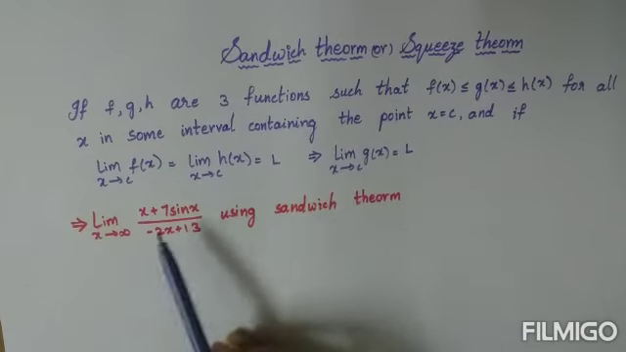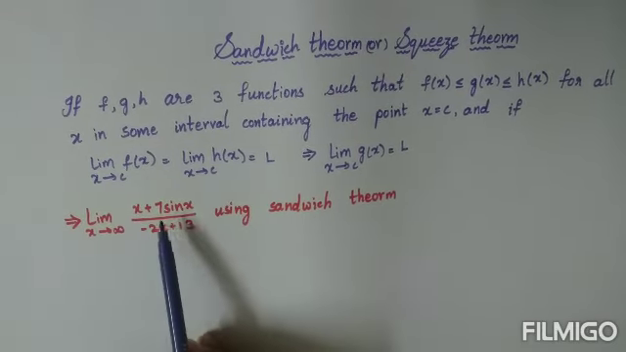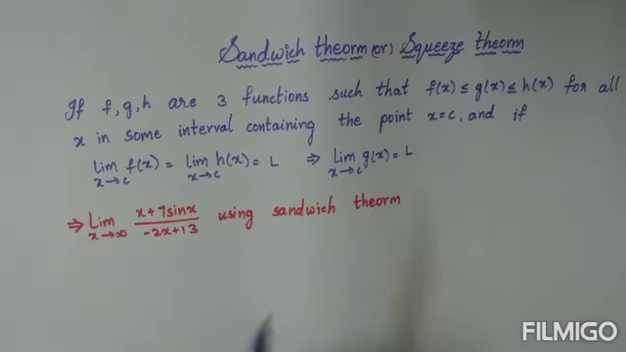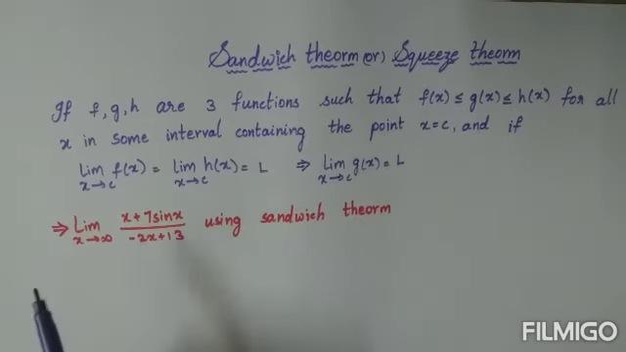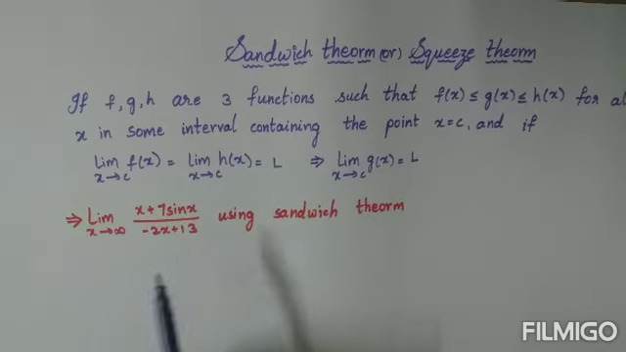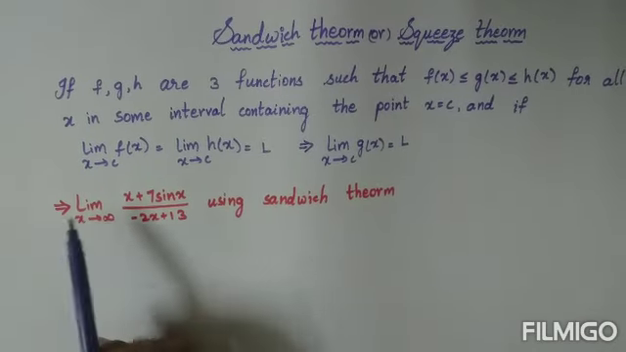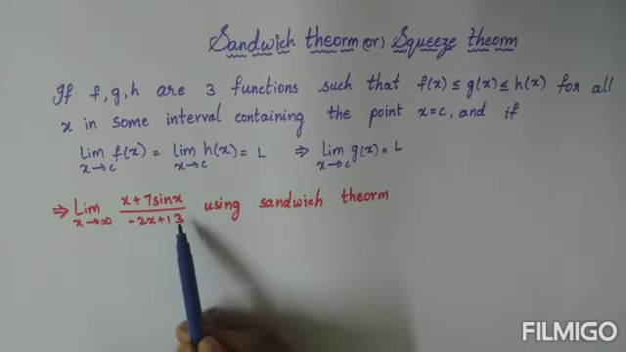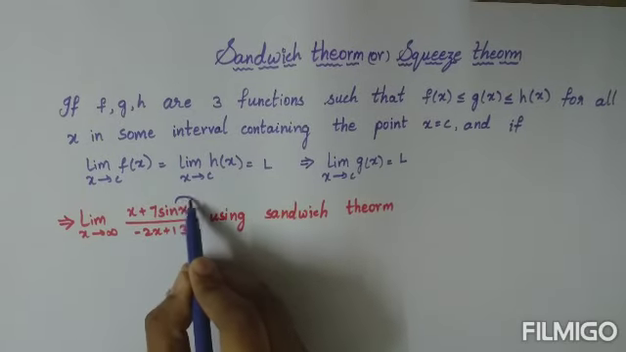According to the problem, we have to find limit x tends to infinity of (x plus 7 sin x) by (minus 2x plus 13) using the sandwich theorem. First, after seeing a limits problem, the first step we have to do is substitution of x. If we substitute, we can say x and minus 2x plus 13 go to infinity simply. But what will we do for sin x?